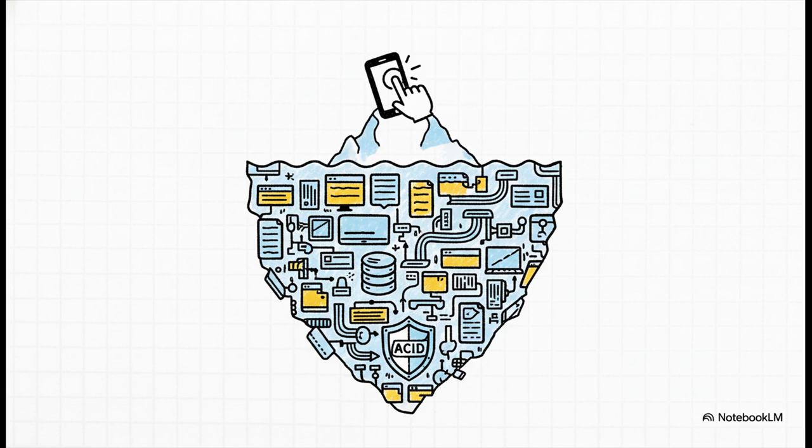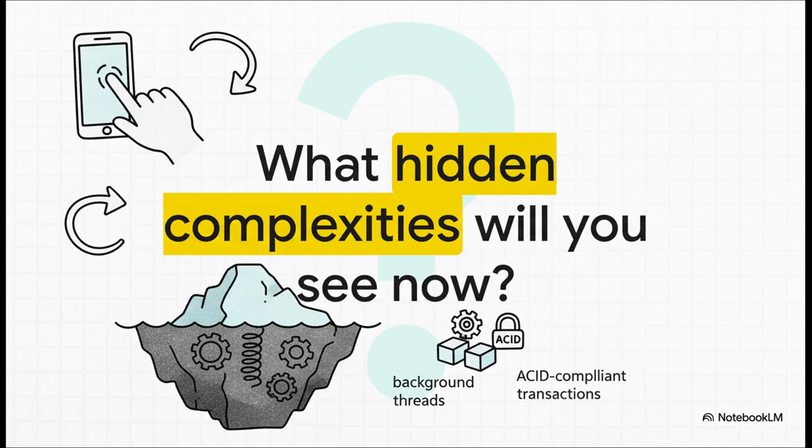That smooth interface is only possible because of this massive, powerful, and completely invisible structure working like crazy just beneath the surface. So, next time you pull out your phone and tap on an app, just take a second. See if you can almost feel that iceberg. Can you guess when a background thread is spinning up to do some work, or when an ACID transaction is protecting your data? Because now you know what's really happening underneath the glass.